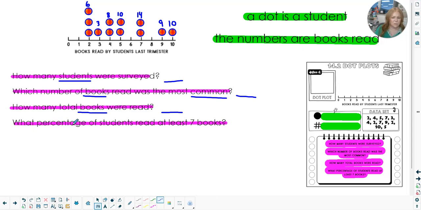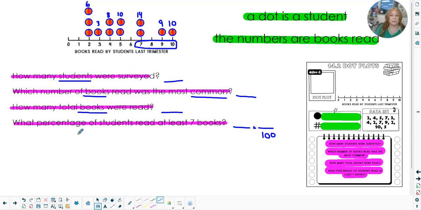And our last question says, what percentage of students read at least 7 books? So we need to set up our percentage formula here. We know percents are always out of 100. So we're looking for the percent up here. We need to know students. Students are dots. At least 7 books, right? 7 is the lowest or more. So we're looking at all these numbers here, and then we want to know how many students did that.